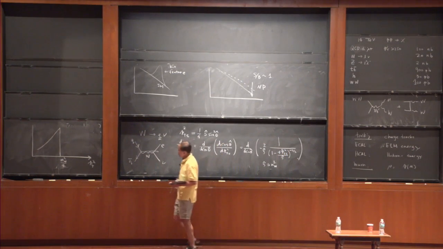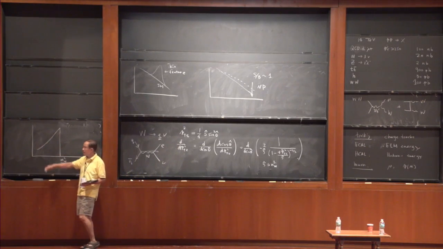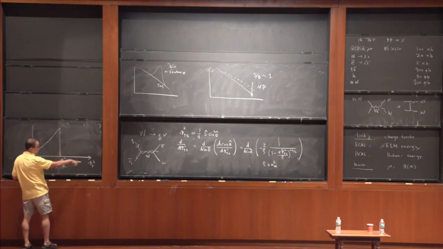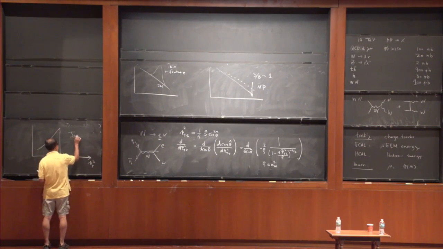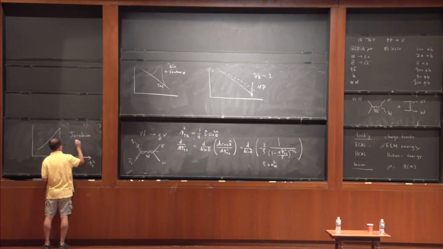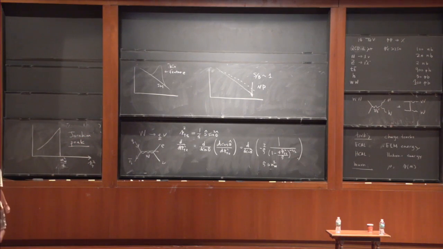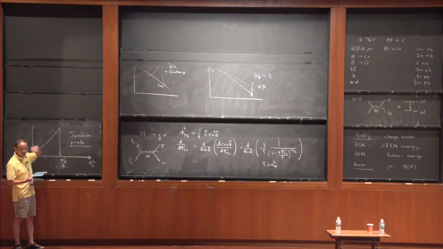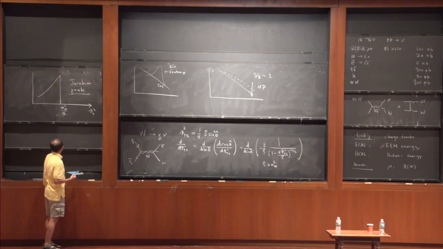So this is a peak, but it's not a resonance peak. It's not a Gaussian peak like this, but it looks like this, with a shape determined by that Jacobian. This is called a Jacobian peak. It's also pretty sharp. You can actually see this on top of a background. You can hope to see this.